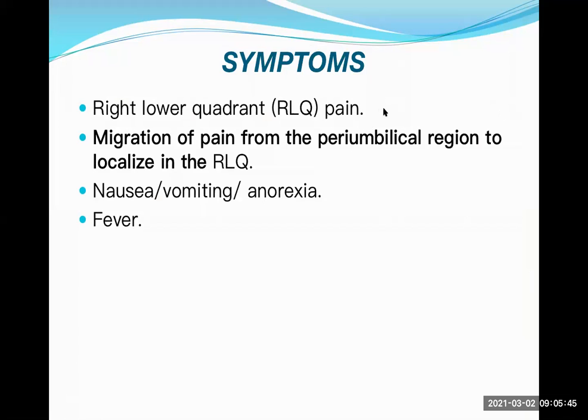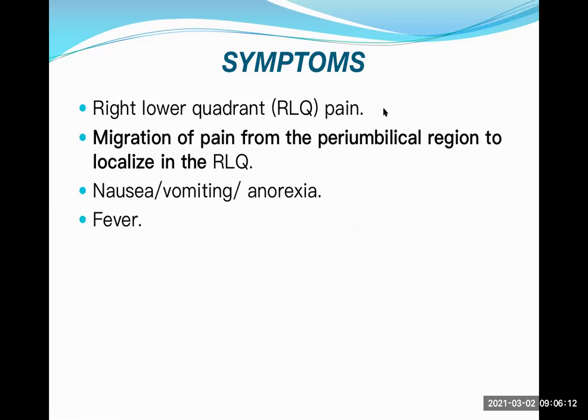So you have to take a very good history here. You have to exactly ask, what is the first place or site where you felt the pain? And patients say it is from the umbilical area. They will show near to the umbilical area or around the umbilical area. After a few hours of that type of pain, the pain would be shifted to the right iliac fossa, where there is the location of the appendix.